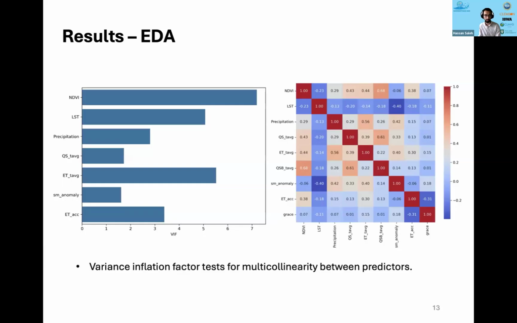We also looked at the correlation to see which predictors might contribute the most. For example, here, especially for the random forest, the accumulated evapotranspiration, because it has the trend, might be contributing the most. Also here, the soil moisture anomaly and the evapotranspiration.